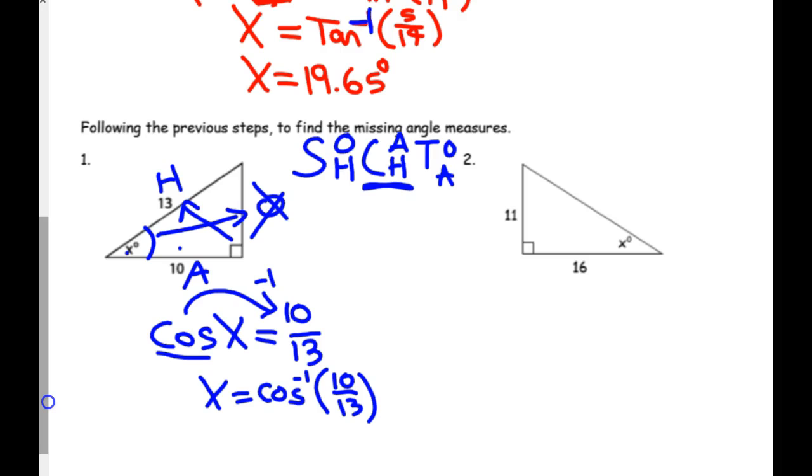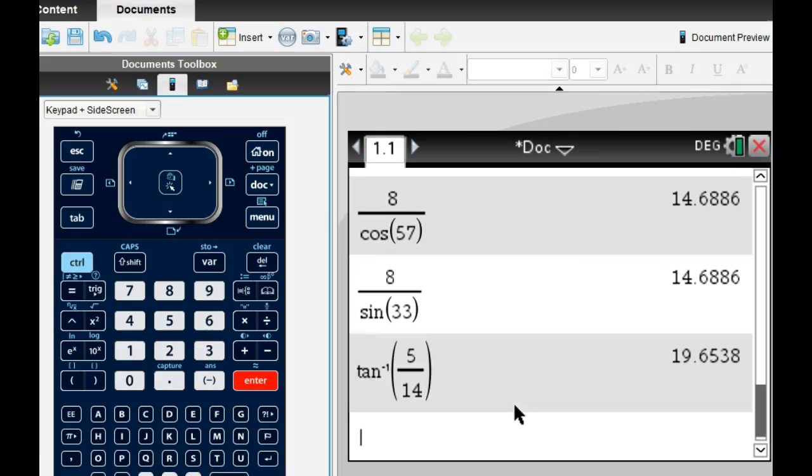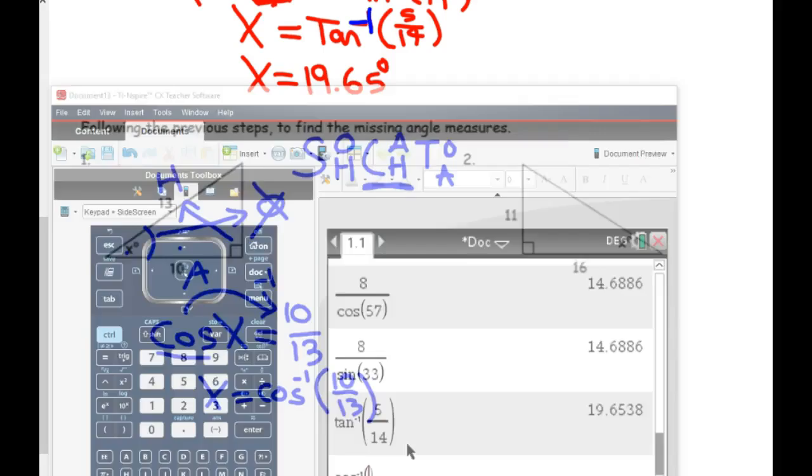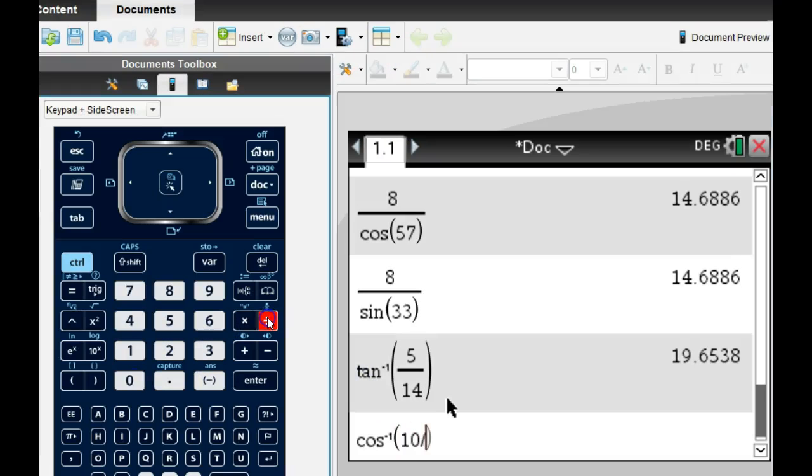So the big deal today, if you have an angle, you're going to use inverse. Angle, inverse, angle, inverse. Okay? So, cosine inverse. Hit trig, cosine inverse on the bottom there. And we're doing what again? 10 over 13.